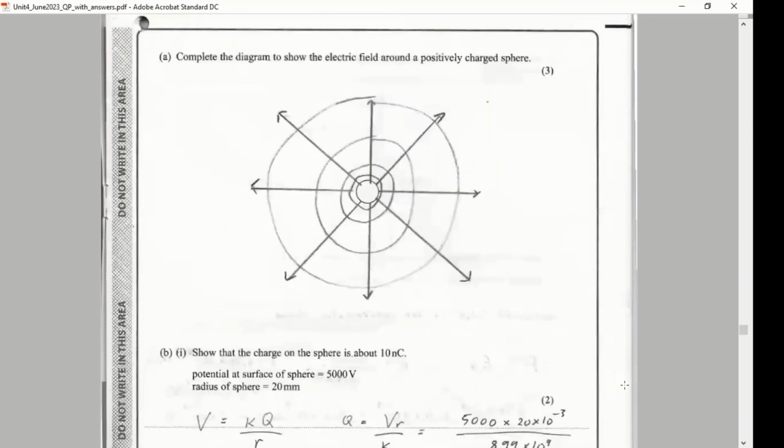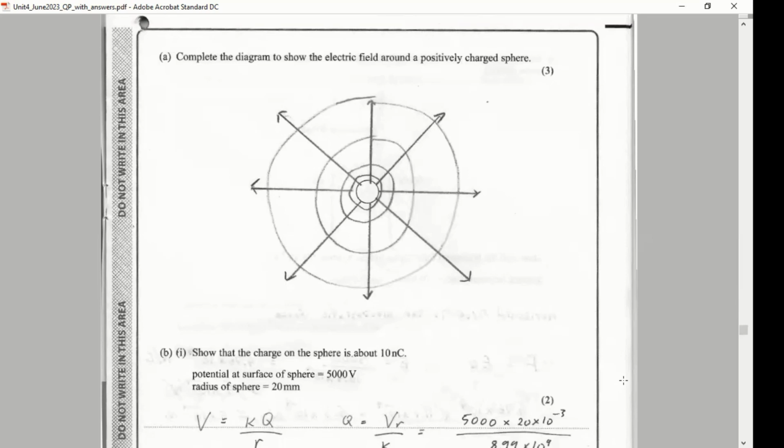And then it says the first part is A, complete the diagram to show the electric field around a positively charged sphere. Now, I have to be honest here, I'm not sure whether by "show the electric field" they mean you just show the electric field lines, or you show the electric field lines and the corresponding lines of equal electric potential, the equipotentials. I don't know the answer to that question. I do know that if you just copy out of the book what they have in the book for a positive charge, you must get full marks.